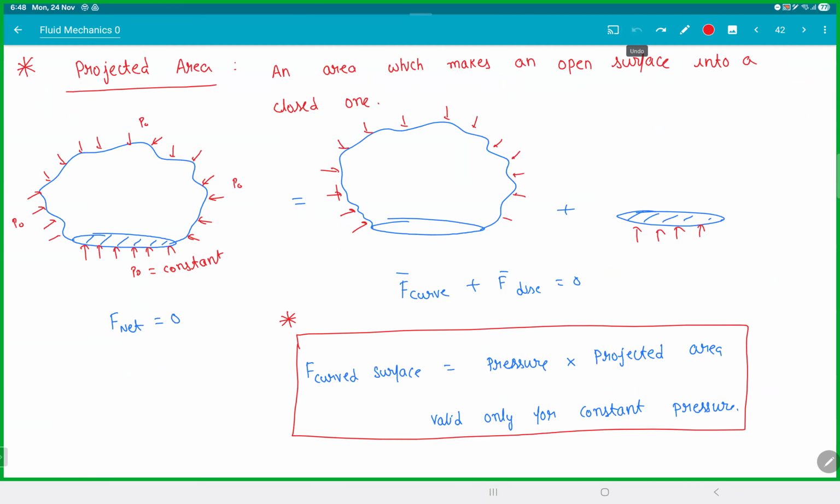The net force acting on the system, if it is a closed surface, the total force is 0. That means force on the curve plus force on the flat disk must be 0. So therefore force on the curve must be force on the disk. But this will work only when the pressure is constant. If the pressure is not constant, you are gone. You have to integrate. You can't do this thing.